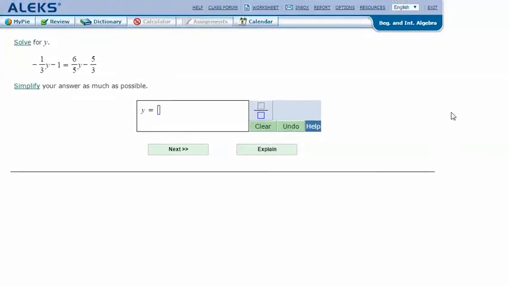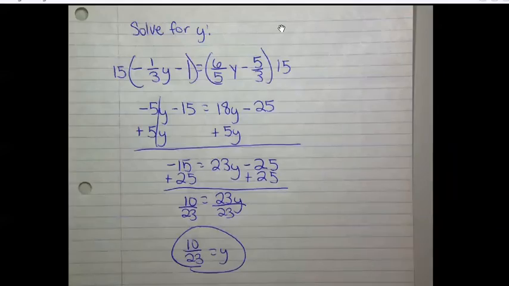Solve for Y. Negative 1/3 Y minus 1 equals 6/5 Y minus 5/3. Here are my notes. Solve for Y. Negative 1/3 Y minus 1 equals 6/5 Y minus 5/3. The first thing I did was multiplied both sides by the least common denominator for 3 and 5, which is 15, to get rid of these fractions, to get me whole numbers, so it's easier to work with.